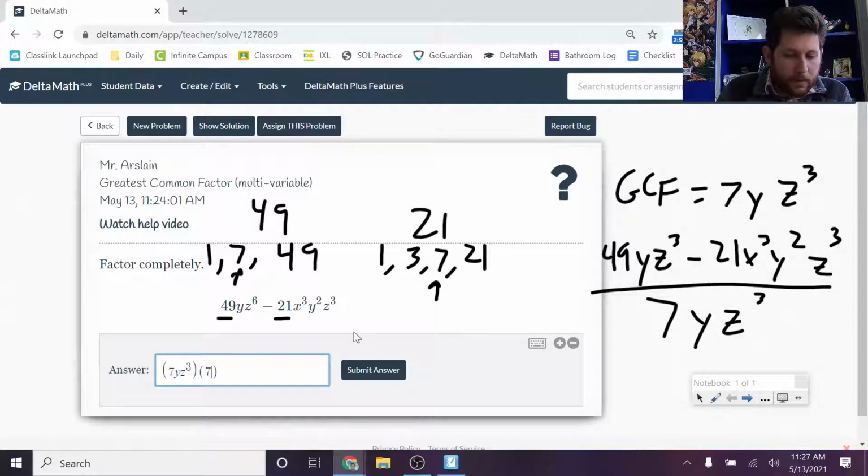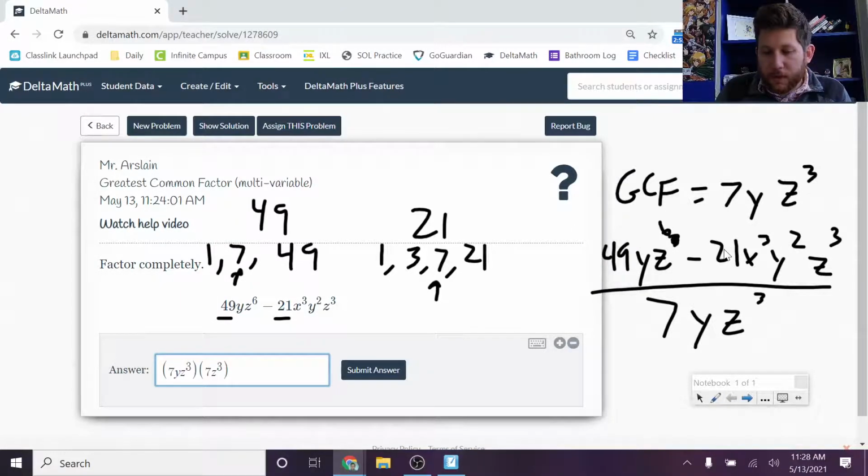There we go. So 7. Y divided by y is 1. Z cubed, or that should not be z cubed, that should be z to the 6th. I'm sorry, I wrote that down incorrectly. Z to the 6th divided by z cubed is just going to be z cubed. And that's all there is on the first one.